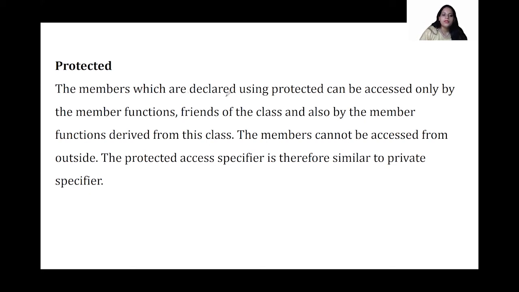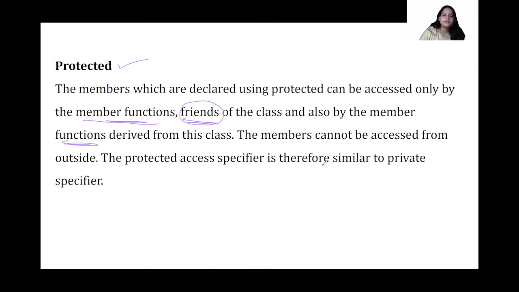The members which are declared under protected can be accessed only by the member functions and friends of the class. So what is the difference here? This is somewhat similar to private, but the only difference is that it can be accessed by the friends of the class. There is something called a friend function, which we are going to learn in the coming sessions or chapters. As of now, remember that apart from the member functions, a friend also can access this, but outside the class, the protected members cannot be accessed.